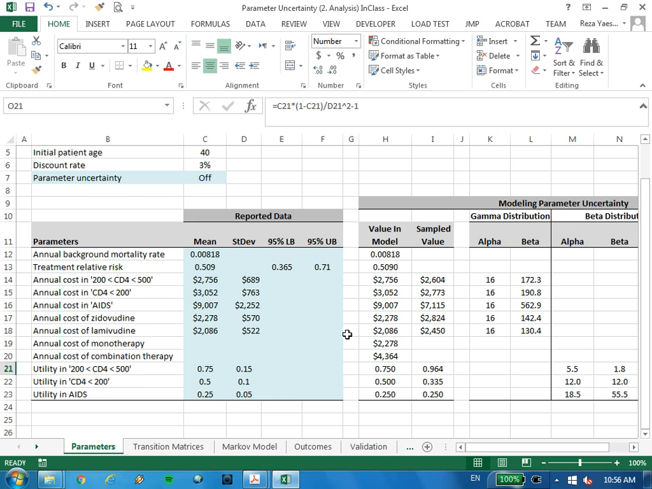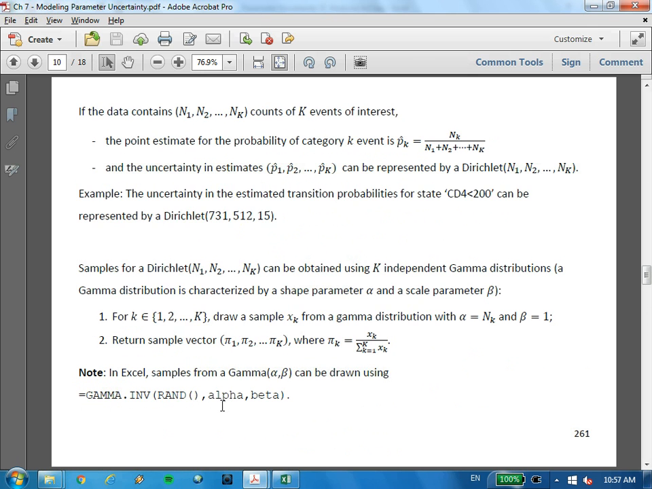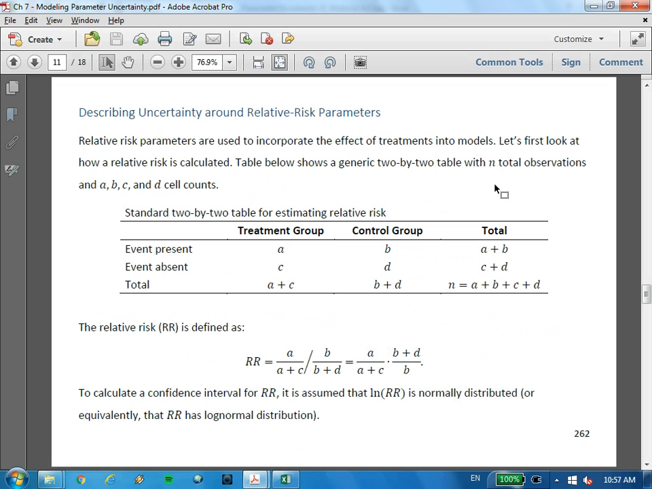All right, so we are good with the utility weights and the cost. And now let's go with the treatment relative risk. This one is a little bit complicated, but not as complicated. So how do we estimate the relative risk of a treatment? I think many of you have seen this table. So we have treatment group, control group, event present and event absent.